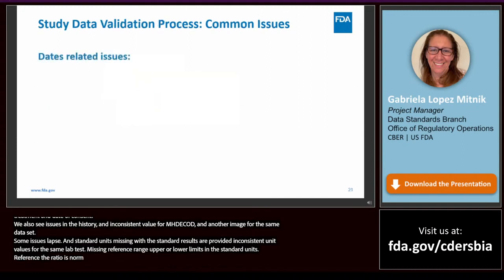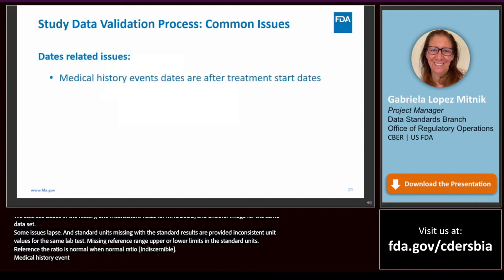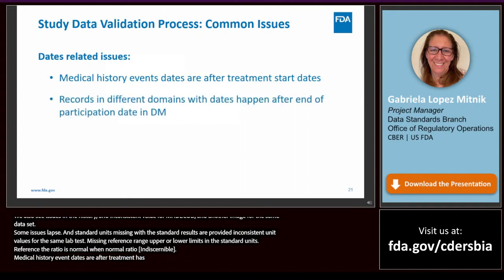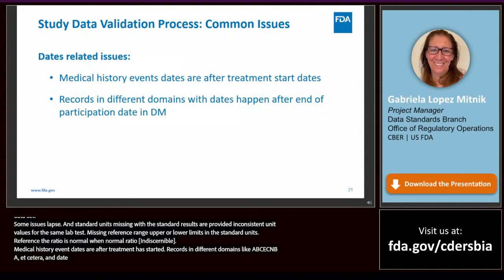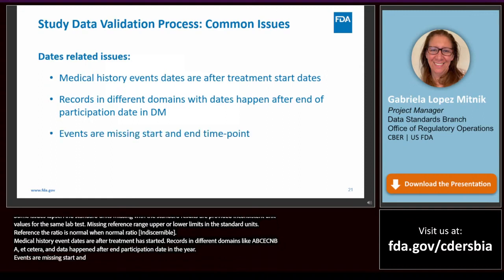Here there are some issues that we saw related to dates. Medical history event dates are after treatment start dates. Records in different domains like AE, CE, CM, DA, etc. with data happening after the end of participation date in DM. Events are missing start and end time points, like in AE, CE, or EC.